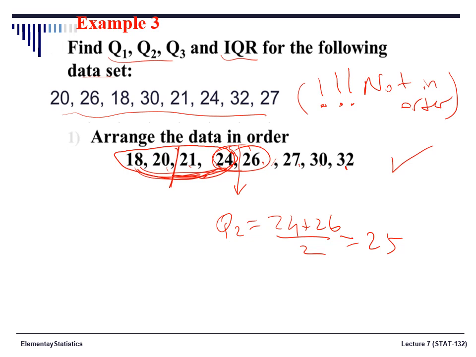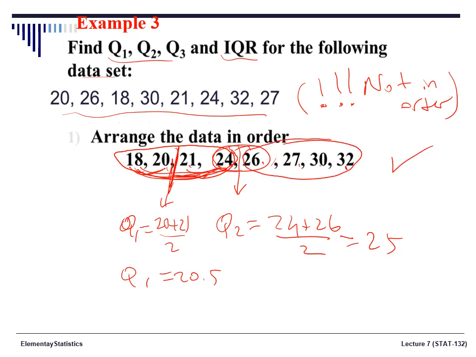And as you see here, the median is equal to the average of the middle terms, which are 20 and 21. So it becomes 20.5.